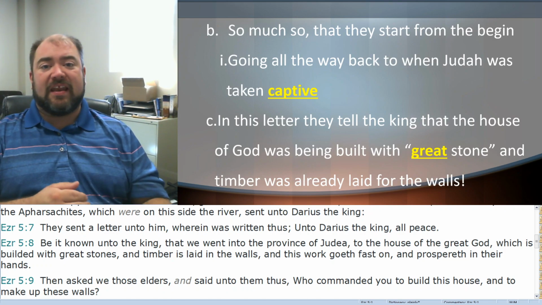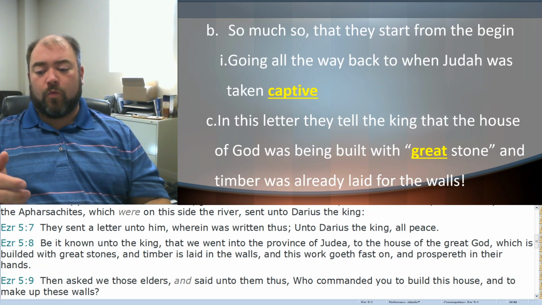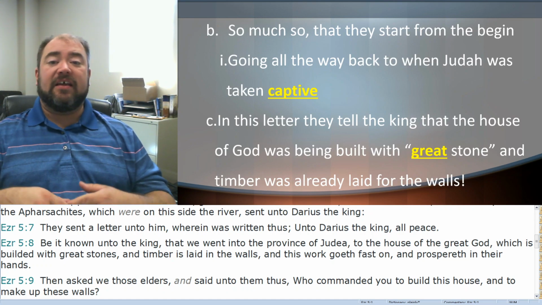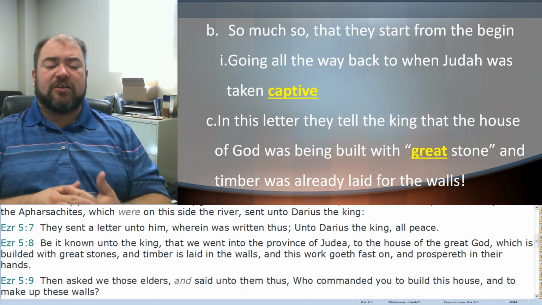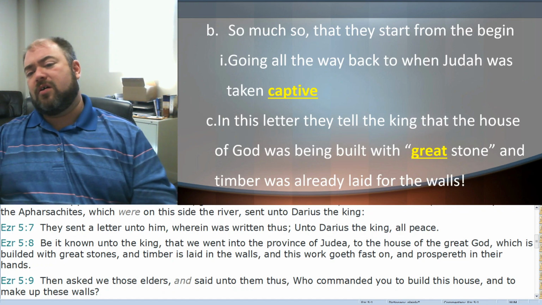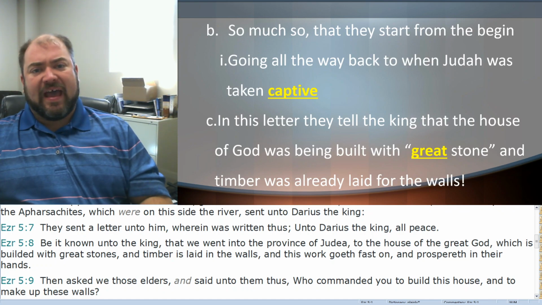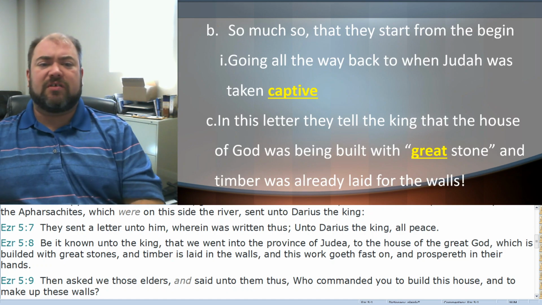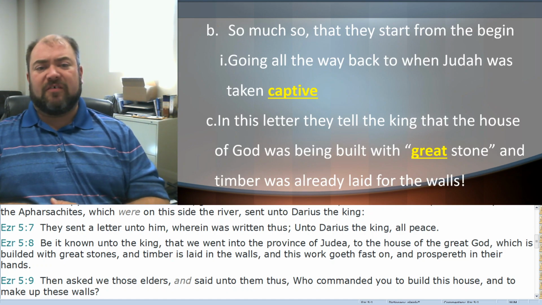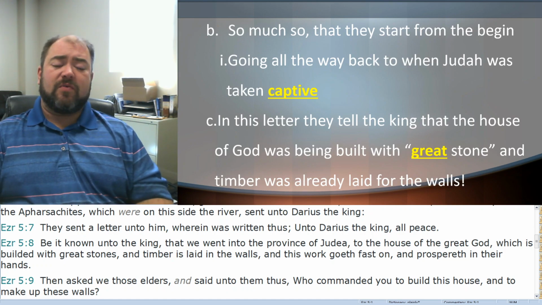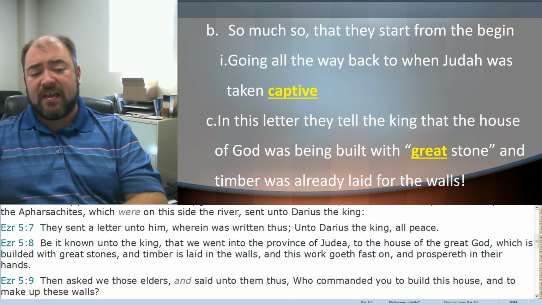And again, explaining how Judah was rebellious. And again, these are their words, okay? That Judah was rebellious and that they were a bad city and a bad town. And the kings came in and took them captive. And they've been captive for so many years. And so they went back and they kind of started the story from the beginning.